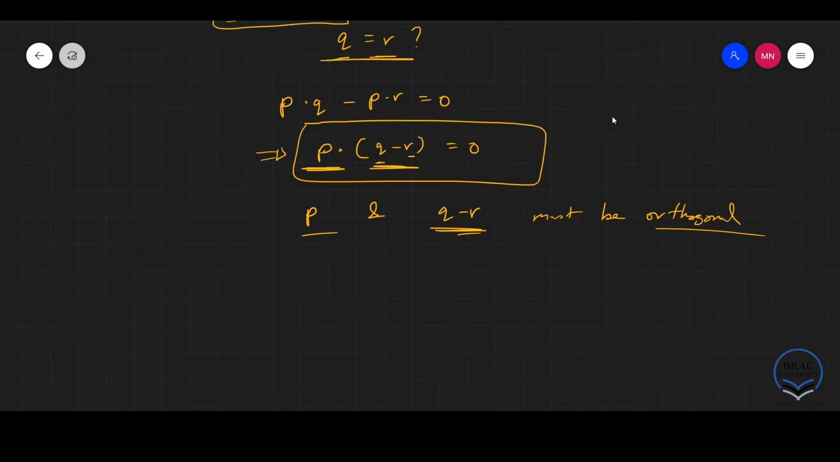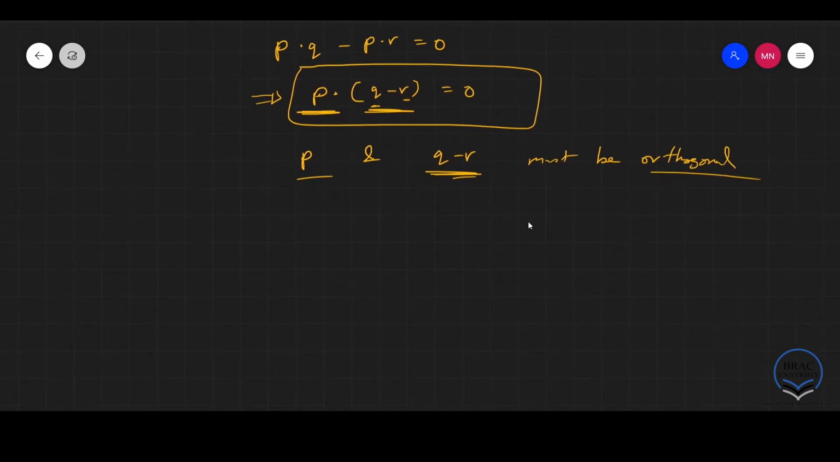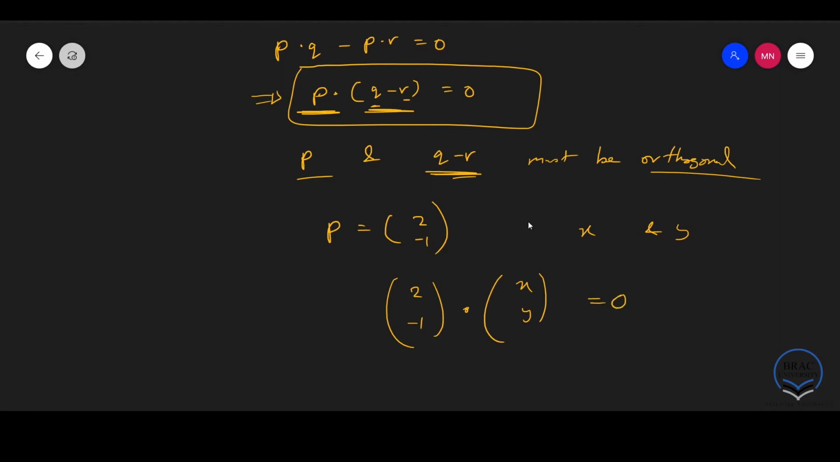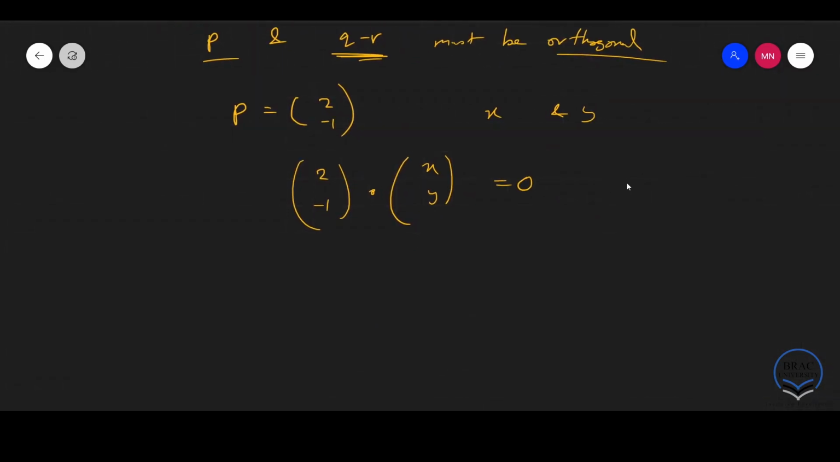right? So what we can do is look for some vector such that if I find the dot product of P with that vector, I will get 0. So let's say that P is equal to (2, -1), for example, right? So from this, we can find some value of x and y so that the dot product of (2, -1) with some column vector (x, y) gives us 0, right? So what can be our x and y values so that these two vectors give 0? Well, we can consider our column vector (x, y) to be equal to (1, 2), right?